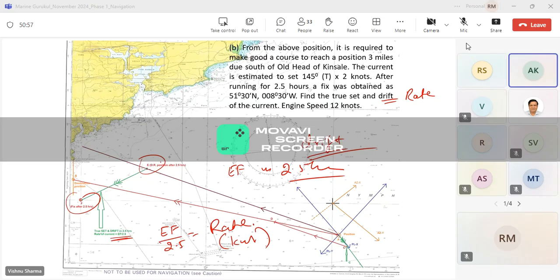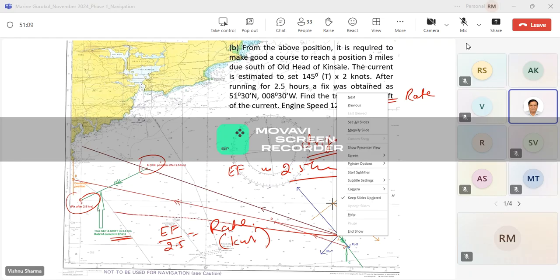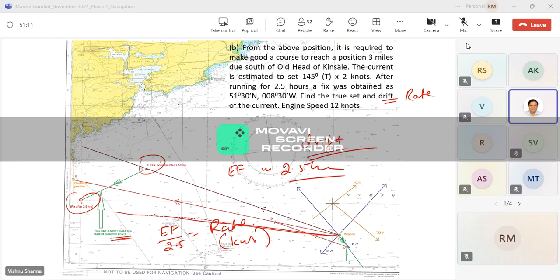Sir, this course made good is not the same as what we plotted initially, that is AB. Because the fix is now coming, the actual course made good is AF. This is the course you have actually made good. Why did you make good a different course? Because your estimated current was wrong.